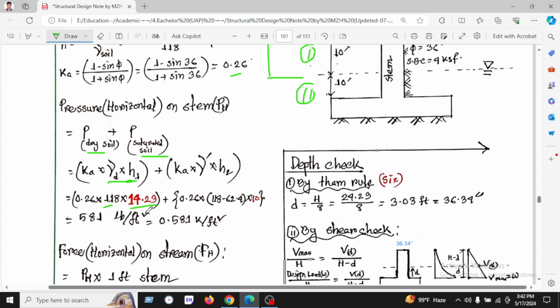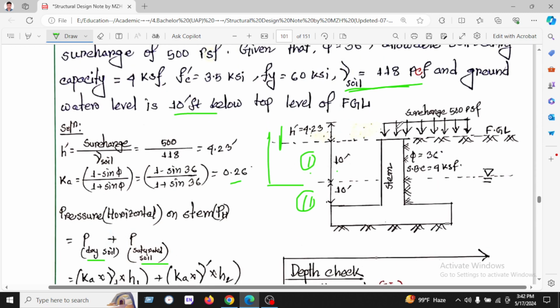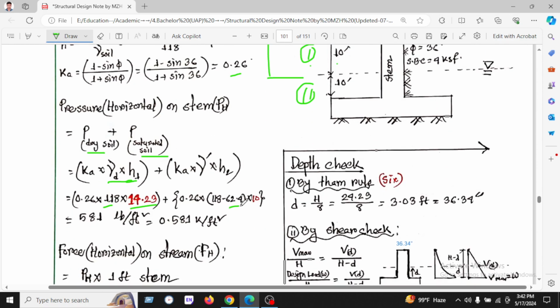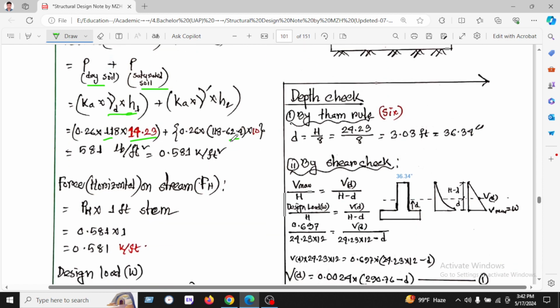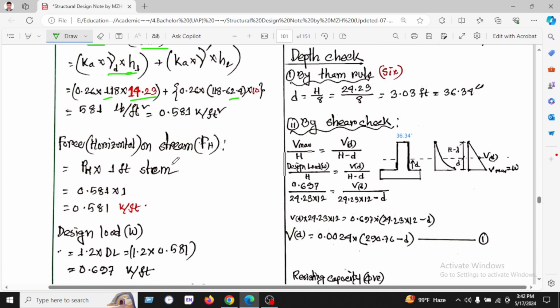So 14.23, and for saturated soil K is also 0.26 into gamma prime, which will be the unit weight of soil minus the unit weight of water. The unit weight of water is 62.4, and H2 will be 10 feet, and we found 0.53 kip per feet square. And for the horizontal force on the stem, we will take 1 foot of stem, that's why we multiply by 1 and convert the unit, which will be 0.518 kip per feet.